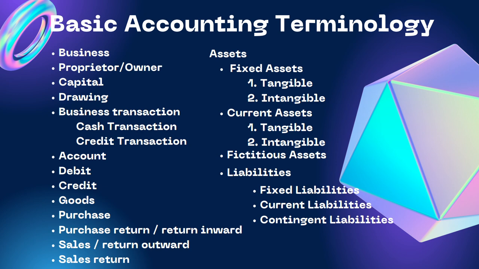And next come the liabilities. Liabilities are also of three types. One is fixed liability, which you will be paying monthly or yearly, like electricity bill, rent, etc. Current liability is short-term debt or accounts payable which occurs within a short period of time. The third one is contingent liability, which we have to pay in the future.